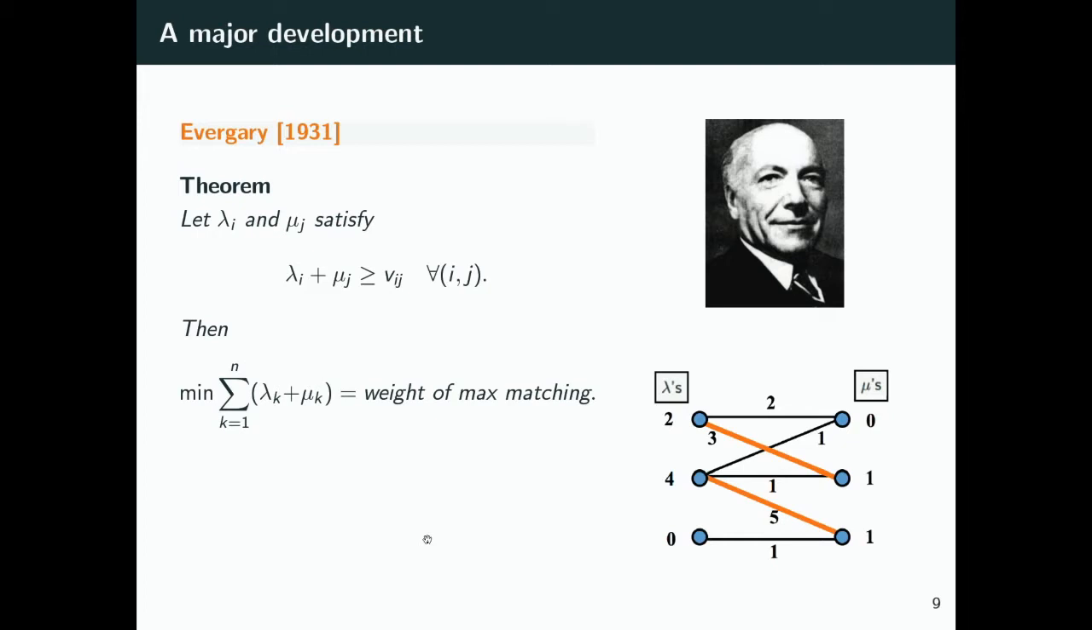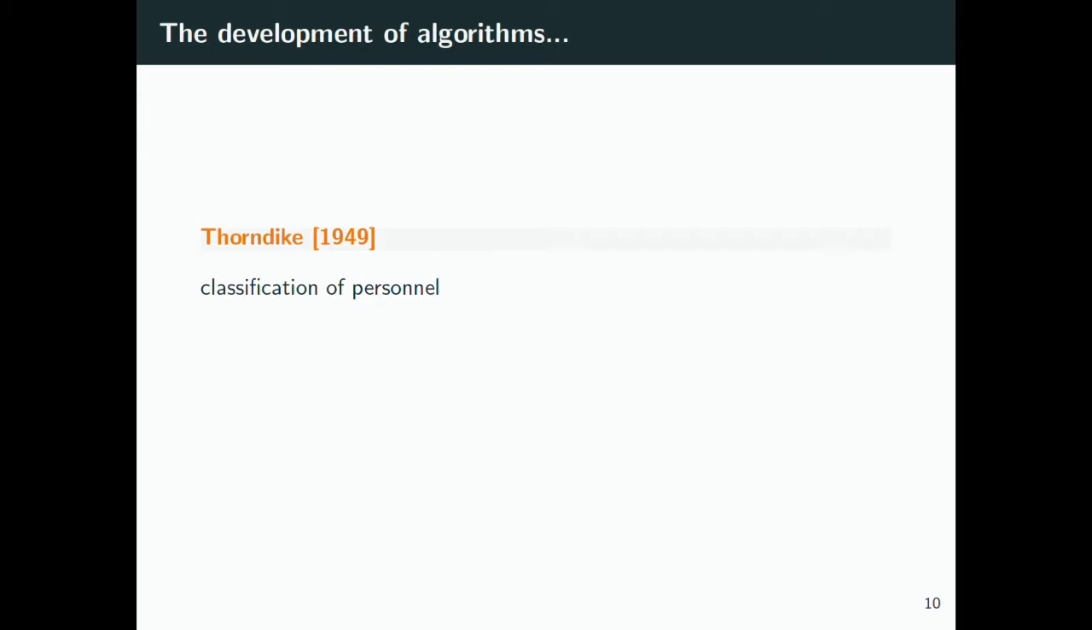But people were starting to get very interested in algorithms for very practical reasons. There were a lot of real assignment problems that people wanted to solve, and people were starting to understand that having a finite algorithm was not sufficient to be able to solve them. For example, there was a psychologist named Thorndike who was working on assignment problems for the purpose of classifying military personnel. He went to mathematicians and asked them for help. He really wanted to solve these problems.